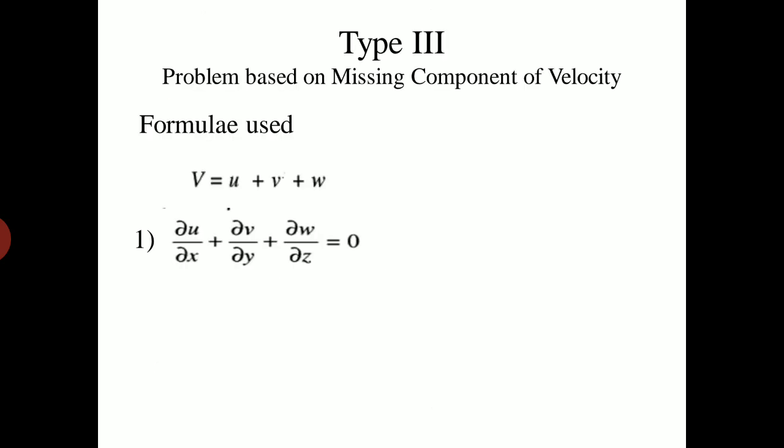The numerical is like this. The following cases represent two velocity components. Determine the third component of velocity such that they satisfy the continuity equation. The first case is u = x² + y² + z², v = xy² − yz² + xy. And the second case is v = 2y² and w = 2xyz.